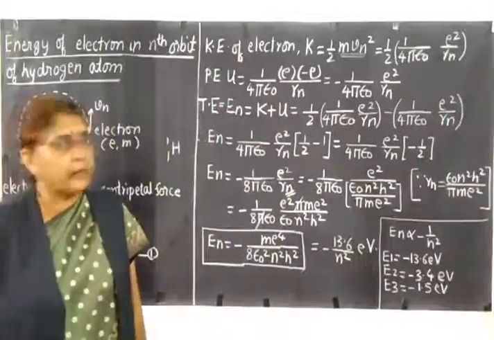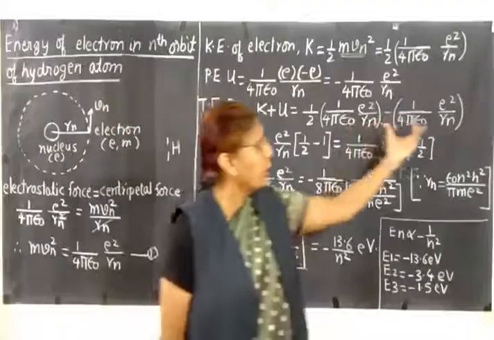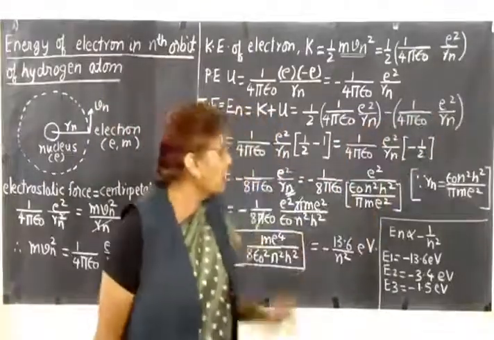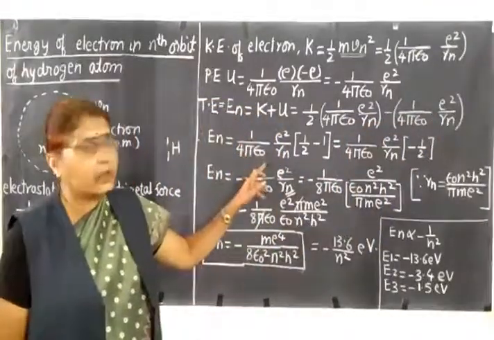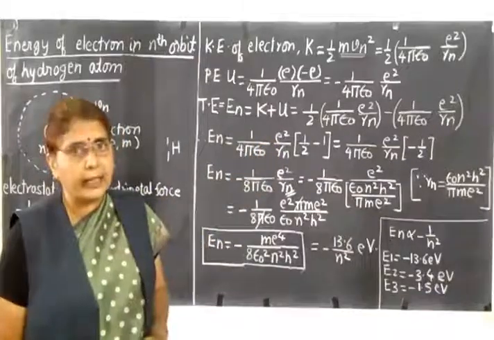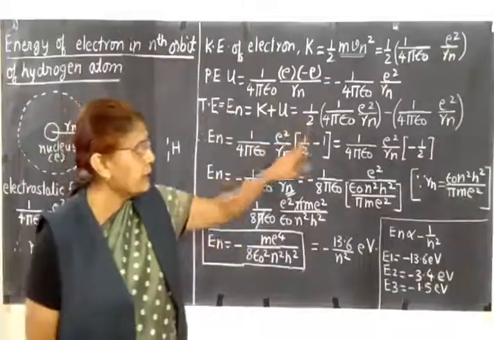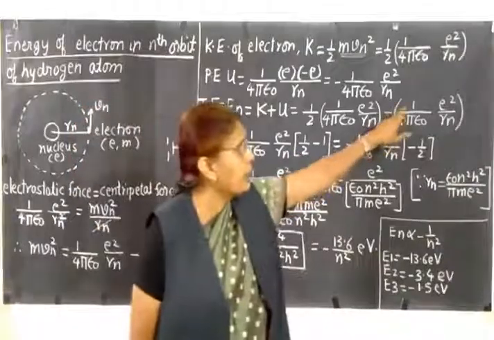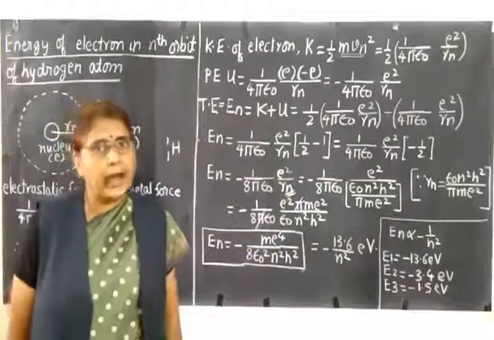What is common between the two terms? This bracketed quantity is common. Let us take it outside. So 1 upon 4 pi epsilon 0 e square upon Rn outside. What remains in the first bracket? Plus half, and in the second bracket you are left with minus 1. So plus half and minus 1.